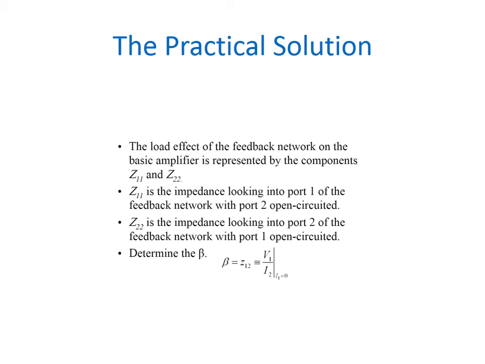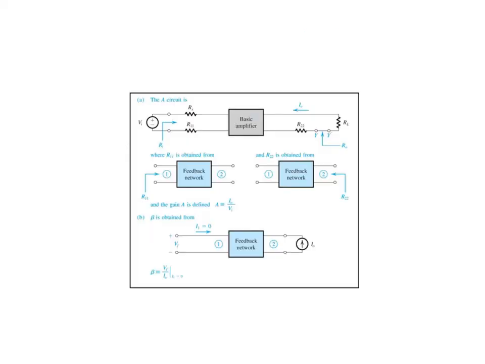Z11 is nothing but the impedance looking from port 1 of the feedback network by considering port 2 as open circuit. Similarly, Z22 is the impedance looking from port 2 of the feedback network by considering port 1 as open circuit. Now we are going to determine the beta value Z12, which is equal to V1 by I2 by considering I1 equal to 0. So from the A circuit we are going to calculate the gain value, that is I0 by Vi. Similarly, the beta factor as Vf by I0 by considering Ia equal to 0.